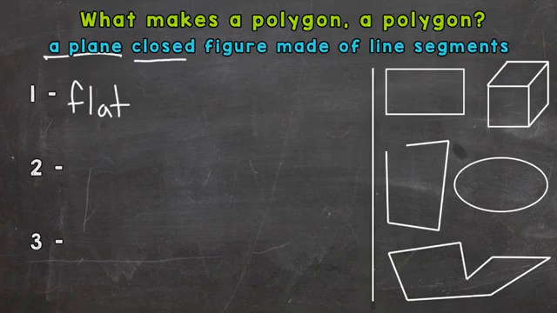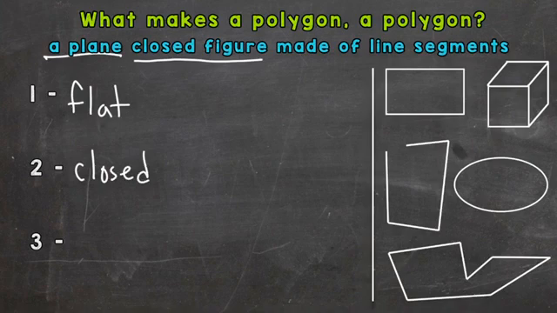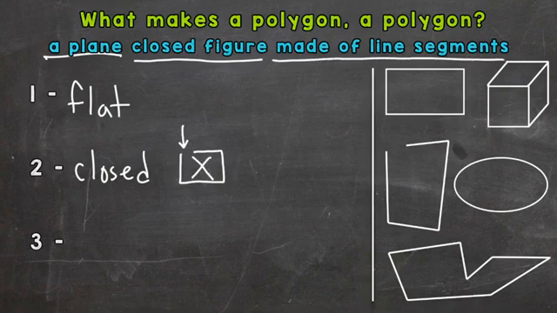Next, closed. So a closed figure or shape. And that's exactly what it sounds like. It has to be closed. So I will give you a counterexample that's not a polygon. Let's say we almost have a rectangle here, but we have this opening. That would not be a polygon because it's not closed. So not a polygon.